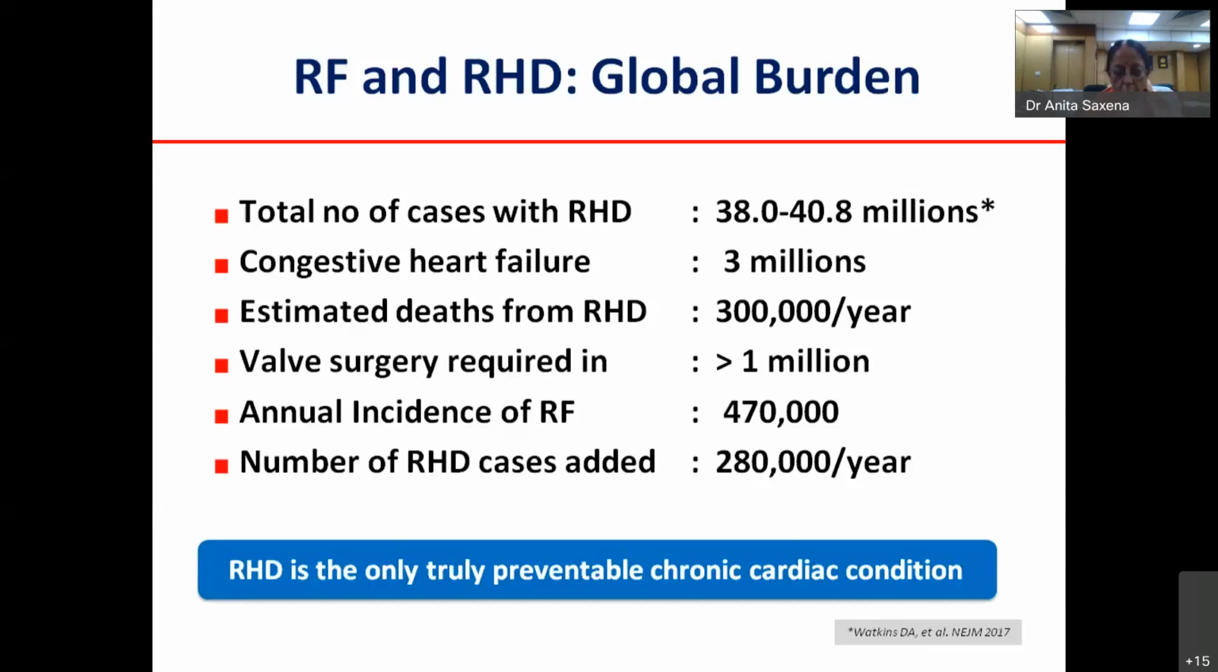So we can talk about hypertensive heart disease, coronary heart disease, valvular heart disease. Whatever we do for them is really not preventing the heart disease. It is likely to develop in those who have the risk factors. But rheumatic fever and rheumatic heart disease is the one which can actually be prevented completely. And that is why it is important to know about rheumatic fever, because once it develops, it becomes very debilitating for children and young adults.